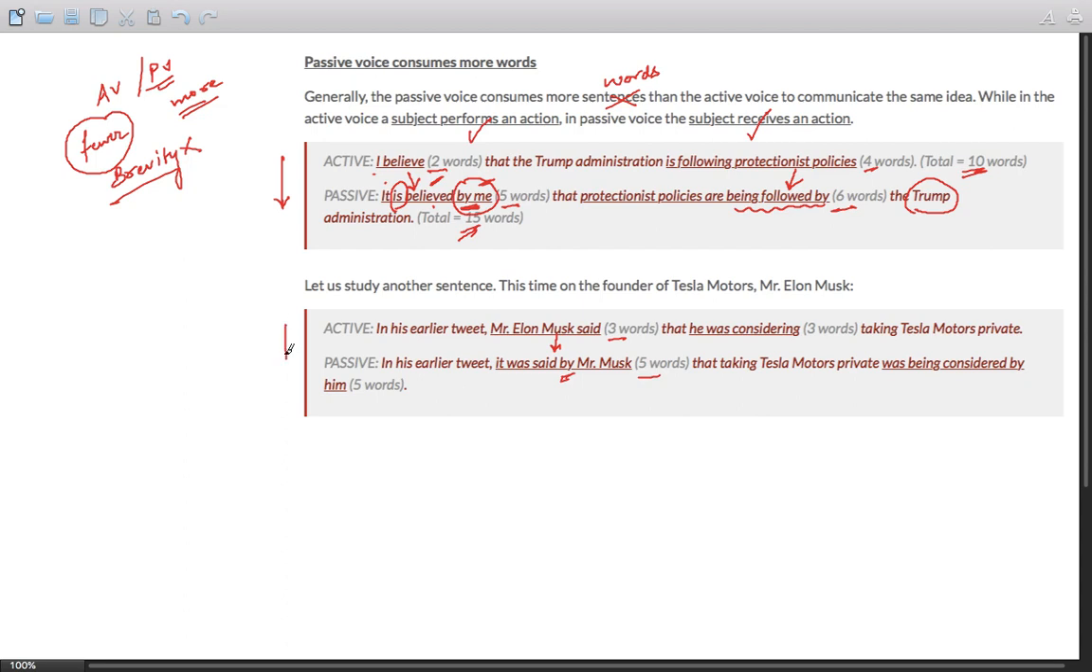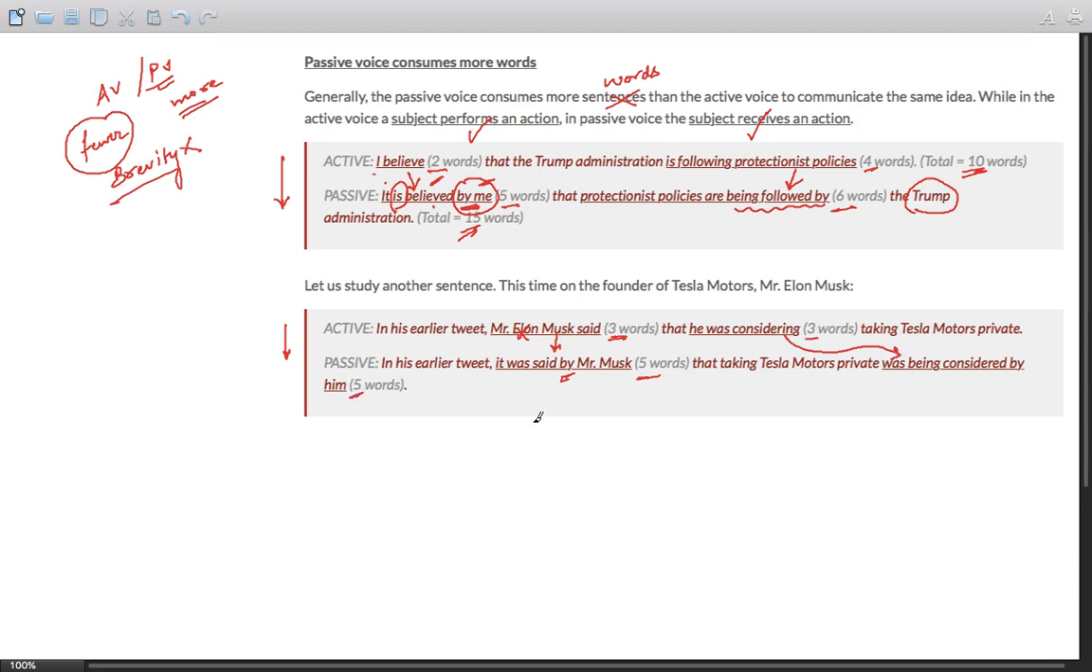Now let's move from here to here. Active voice, 3 words, Mr. Elon Musk, and passive voice, it was said by Mr. Musk. So let us remove Elon from here. So it was 2 words, and it has moved to 5, from 2 to 5. He was considering, or was being considered by him, 3 to 5.